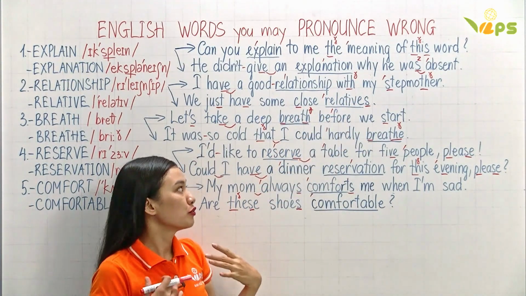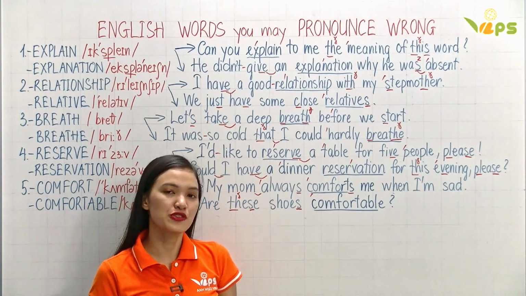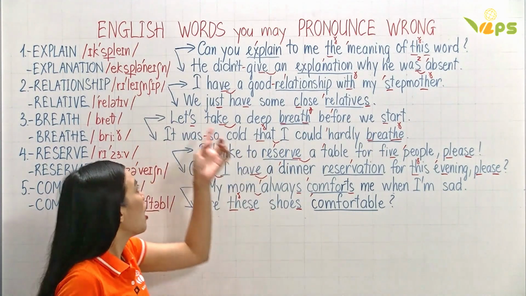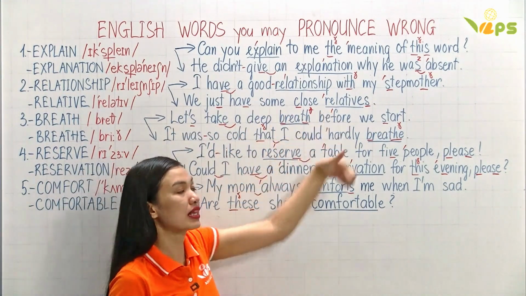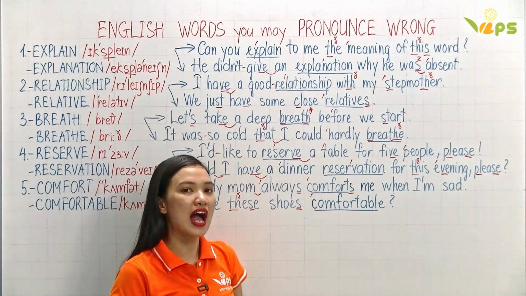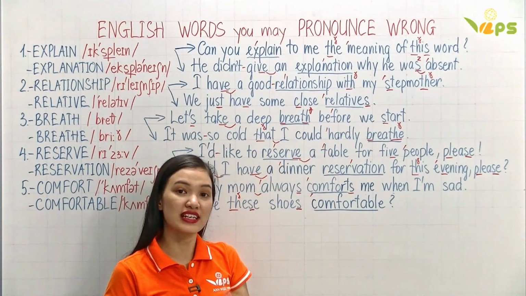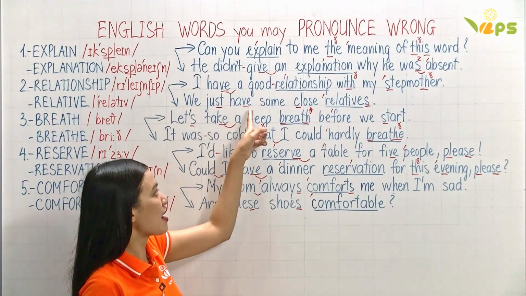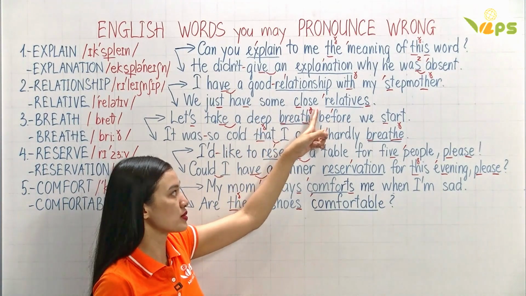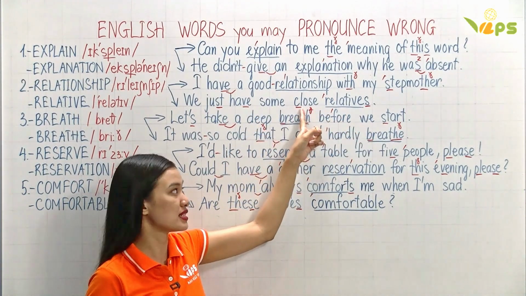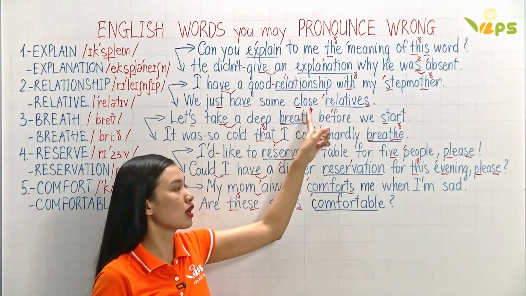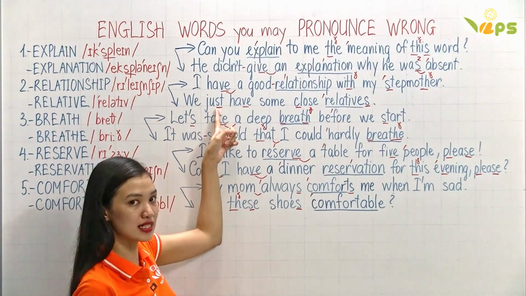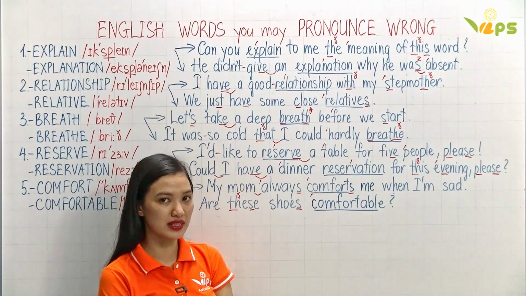Relative. Remember, if someone is your relative, that person is in the same family with you. We just have some close relatives. Relatives, we have close relatives or distant relatives. Distant, that means far relatives. We just have some close relatives.